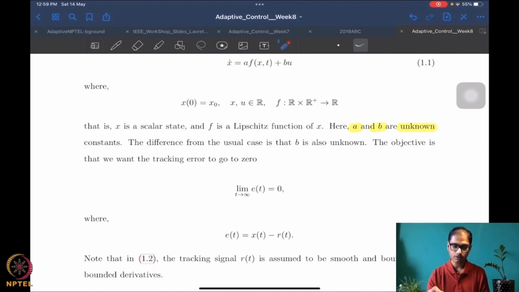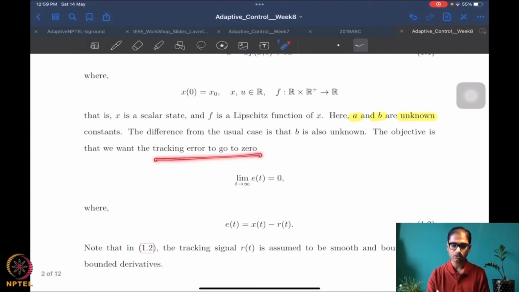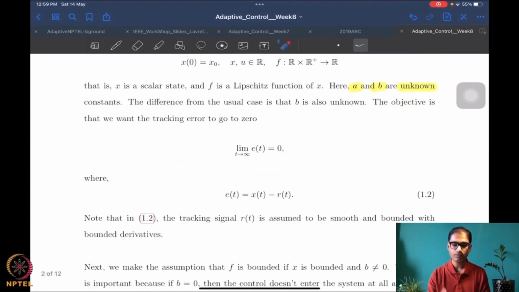So what is the same problem? The objective is, of course, that we want the tracking error to go to 0. That is, we want as t goes to infinity, e of t goes to 0, where e is defined as the tracking error, which is the state minus the r.